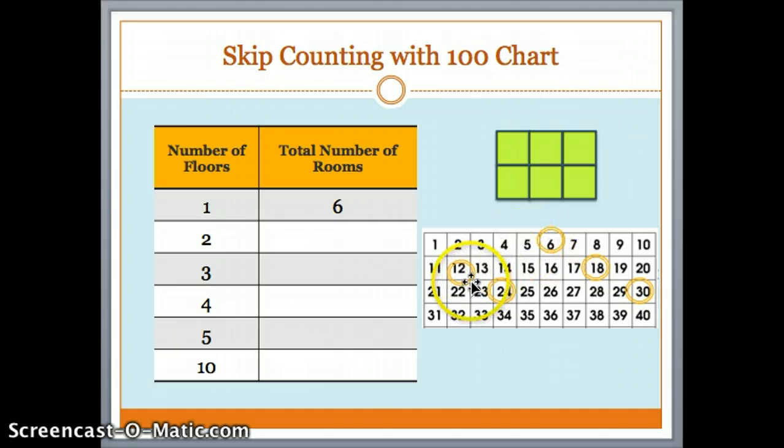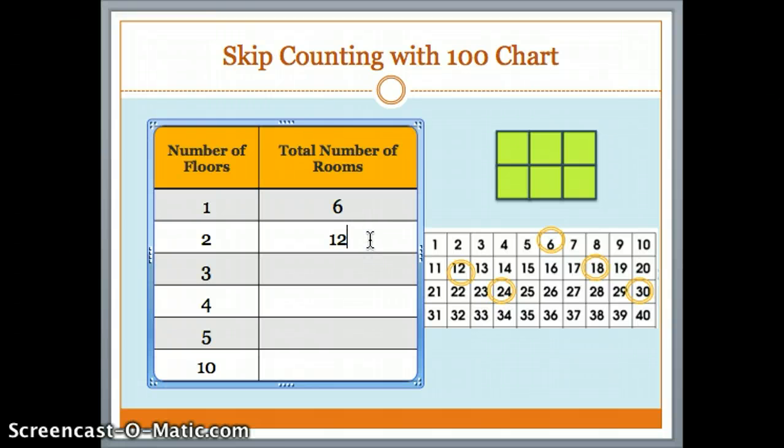My second circle is on 12, so my second floor must have 12 rooms. My third circle is on 18, so the third floor must have 18. Next is 24 for the fourth floor, and 30 for the fifth floor. I can keep going and circle until I have 10 circles, counting by 6s, or I can use that strategy I used before by counting by 10s. 10, 20, 30, 40, 50, 60. There are 60 rooms on 10 floors. That's skip counting with a 100 chart.